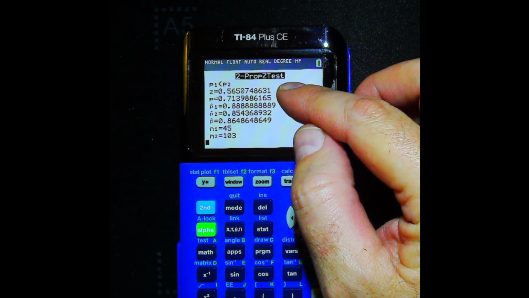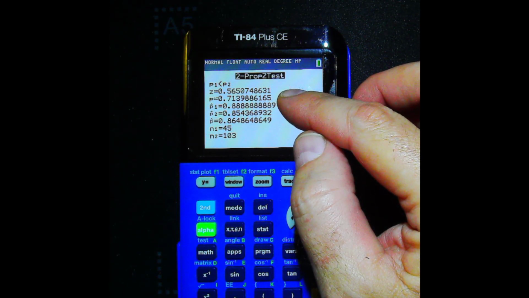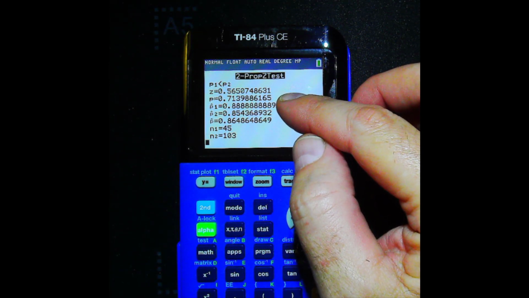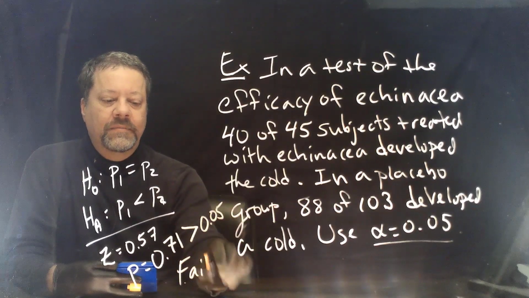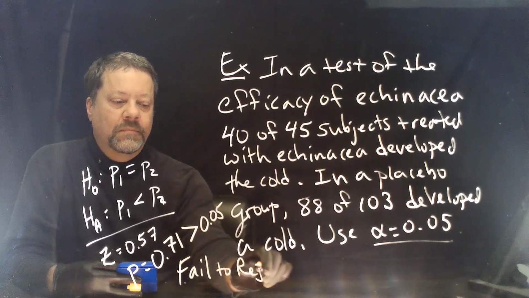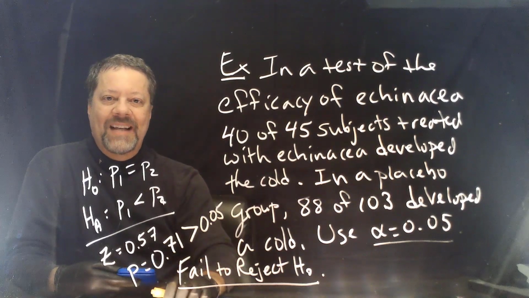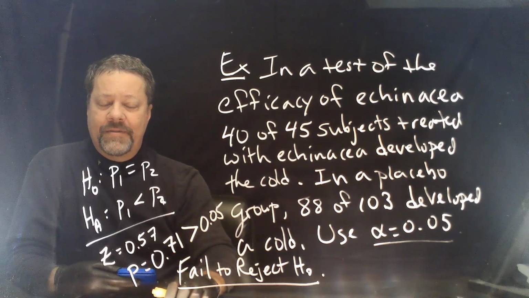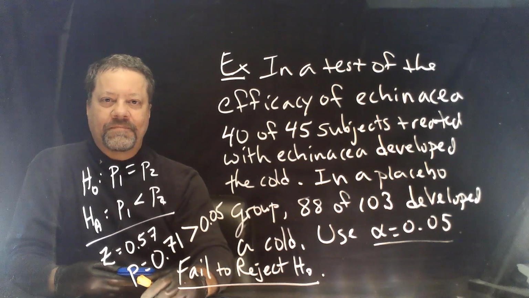Notice that the z-score is 0.56 and the p-value is 0.71, which is definitely bigger than our level of significance. So in this case, we fail to reject the null hypothesis. We did not find statistically significant evidence of a difference in the proportion of individuals getting the cold using echinacea.